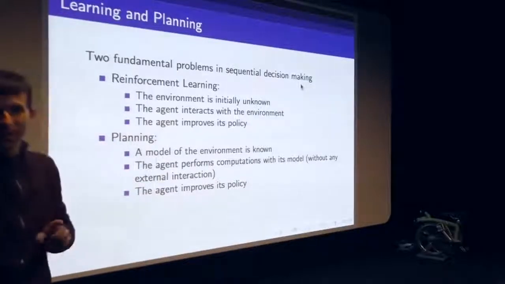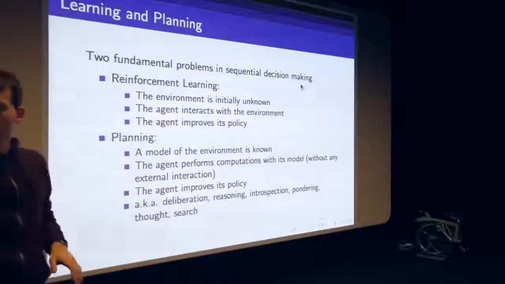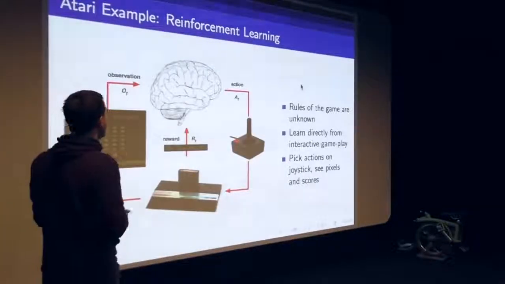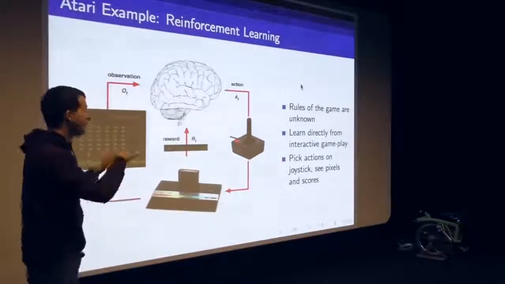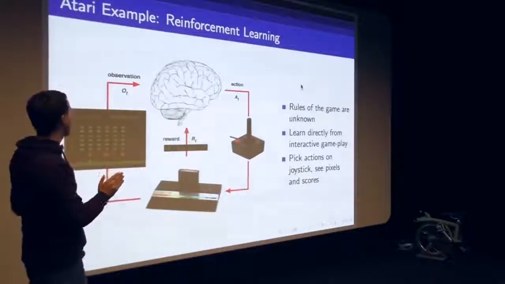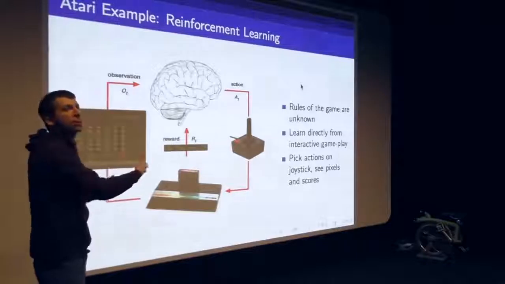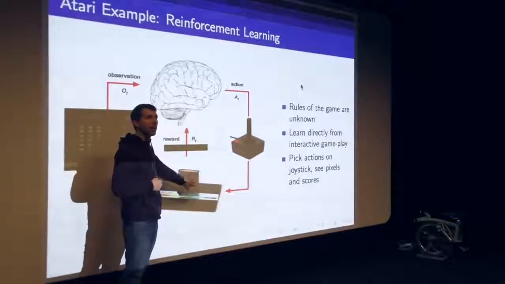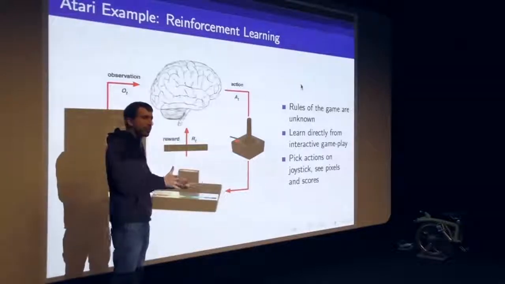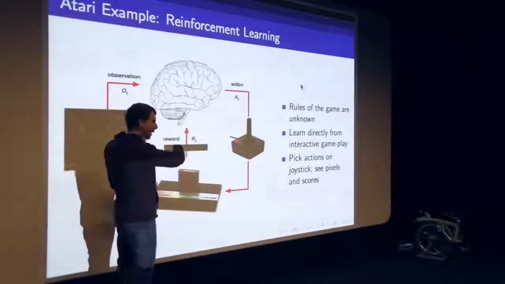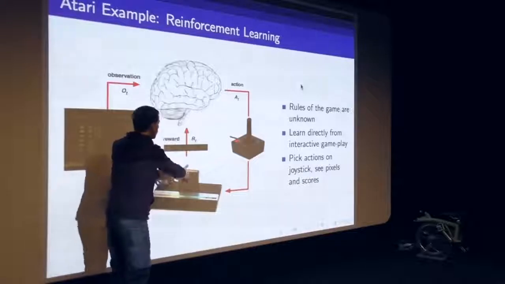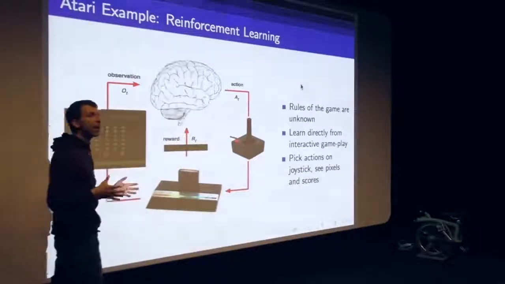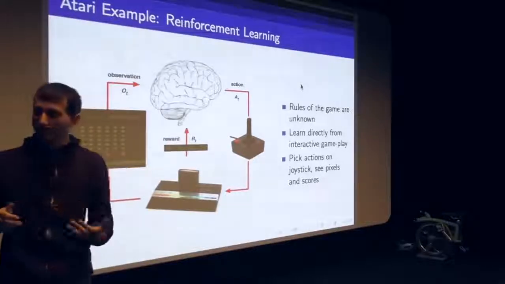So let's try and make this concrete again. Let's talk about the Atari problem again. I already went through this slide earlier, but this was the reinforcement learning problem, right? We start. No one told us how this emulator works. We just put our machine in front of this thing. It's trying to figure it out through trial and error. We don't know the rules of the game. We just see the scores on the screen and get to control the joystick. That's the RL problem.